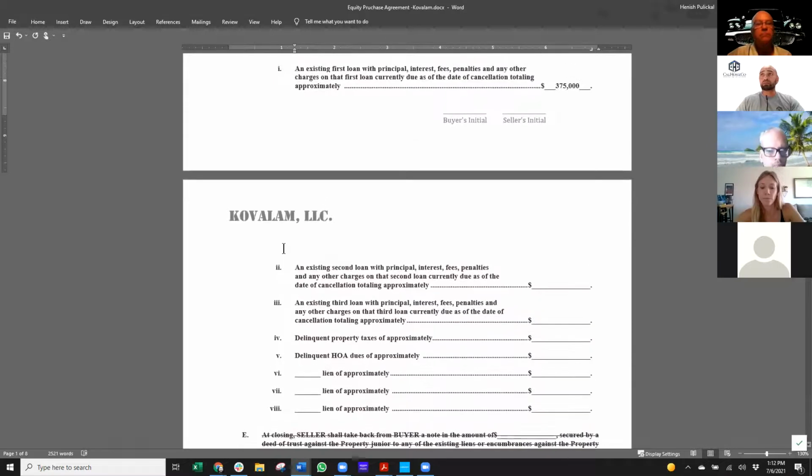Make sense? Yep. Existing second loan with principal, interest, fees. In this case, we're going to say it's nothing. So we'll just put in a zero, or line item that through. Existing third loan, like I said, rarely happens, but it does happen. Let's put in 0 again.